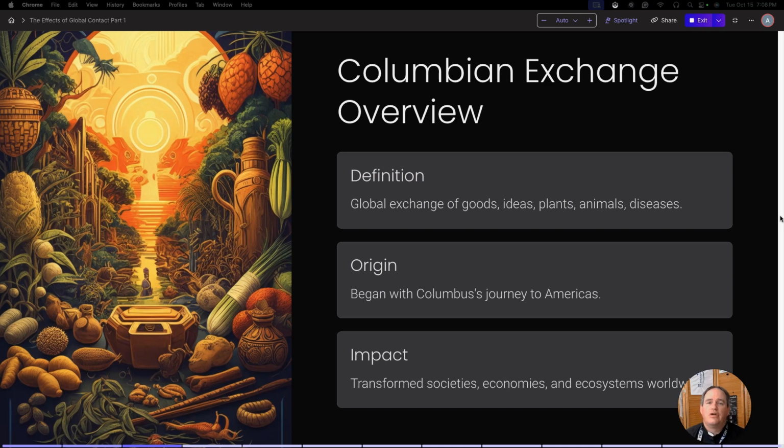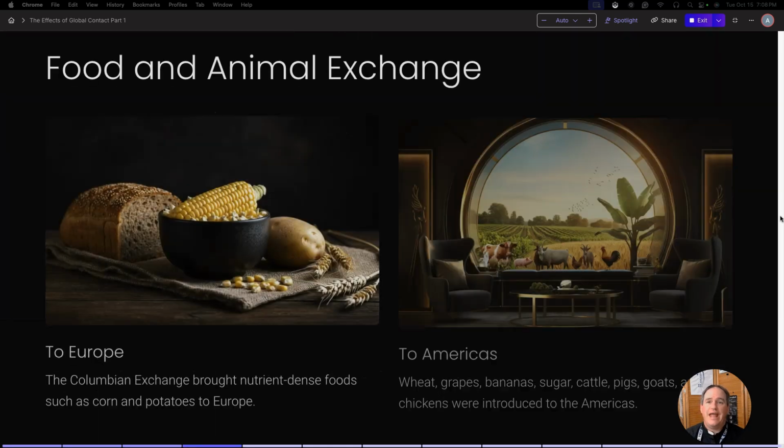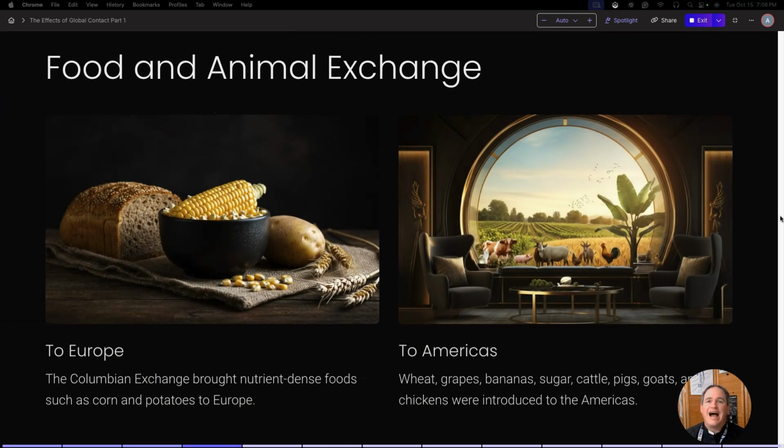The Columbian Exchange refers to the global exchange of goods, ideas, plants, animals, and diseases that began with Columbus' voyages in the Americas. This exchange had far-reaching effects on both the Old World and the New World. One of the most significant impacts was the exchange of foods and animals. Europeans discovered highly nutritious foods like corn and potatoes, which were more nutrient dense than what they had back home. And in return, they introduced foods like wheat, grapes, bananas, and sugar to the Americas, along with animals such as cattle, pigs, goats, and chickens.